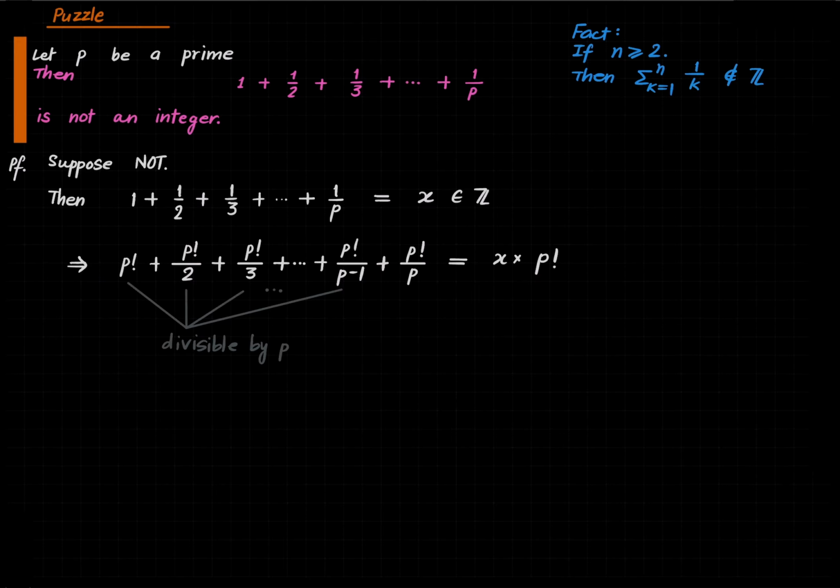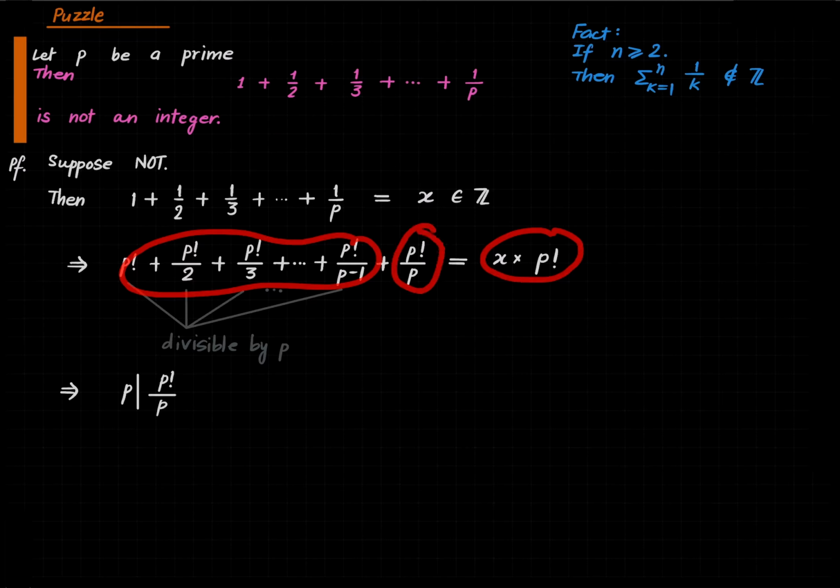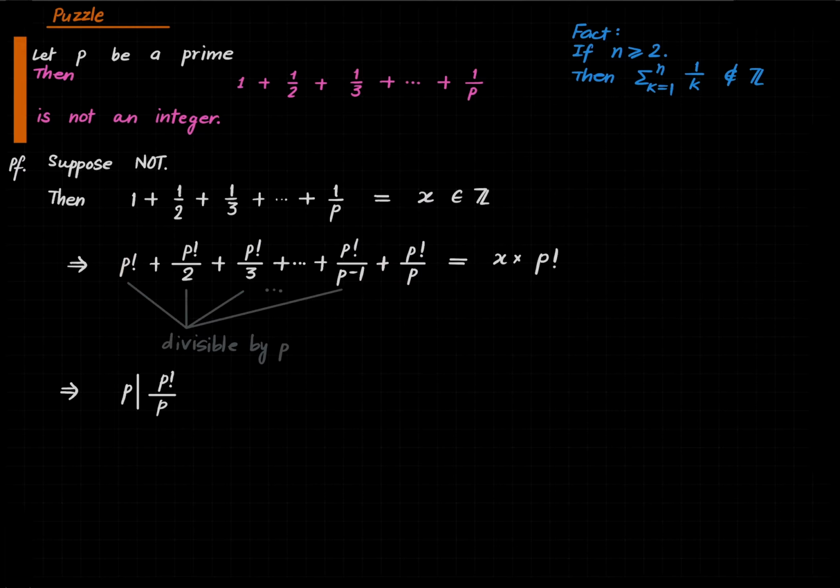So the implication that we draw is that p divides p factorial by p. P divides this much, p divides that guy, so p must divide that guy. But what is that guy? That guy is p minus 1 factorial. Right? But that is false. By Wilson's theorem, that is not true.